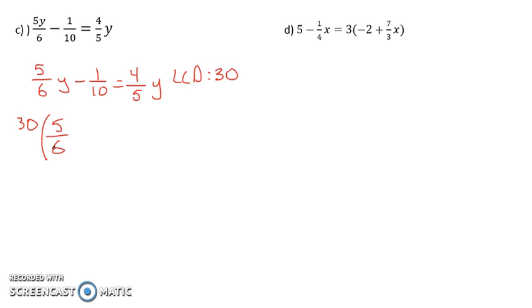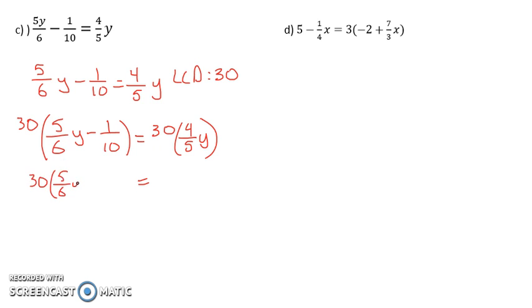Maybe it would help you if I thought about multiplying the whole equation by 30 first. Let me write this correctly. 1 over 10. And then I'm multiplying the other side by 30 as well. So what I really get here is 30 times 5 over 6 y, and 30 times 1 over 10, and 30 times 4 over 5y.